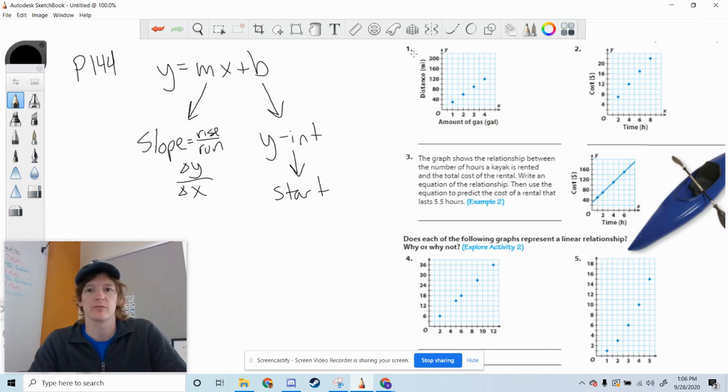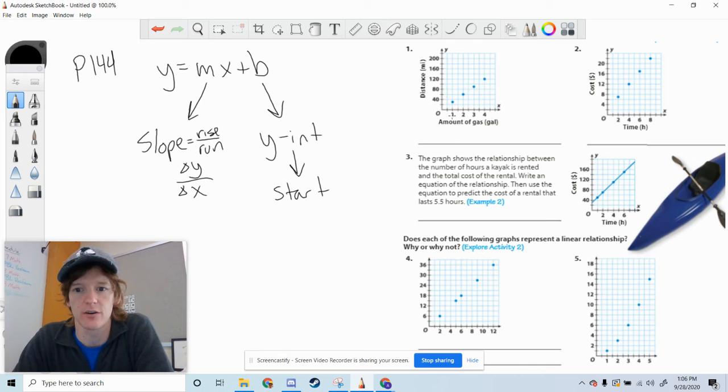So let's look at this first one. Number one, we have the amount of gas, and we have a car going some distance. It's kind of interesting. This is exactly the same as one of our mountain math problems we have this week. So thinking about this, if we have a car that goes on 0 gallons of gas, well, it's going to go 0 miles. So I'm recognizing right off the bat that this is going to go through the origin.